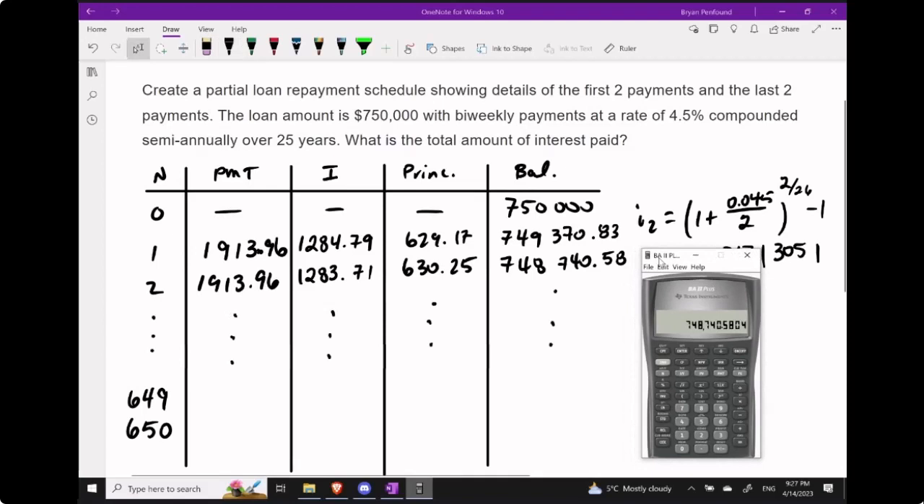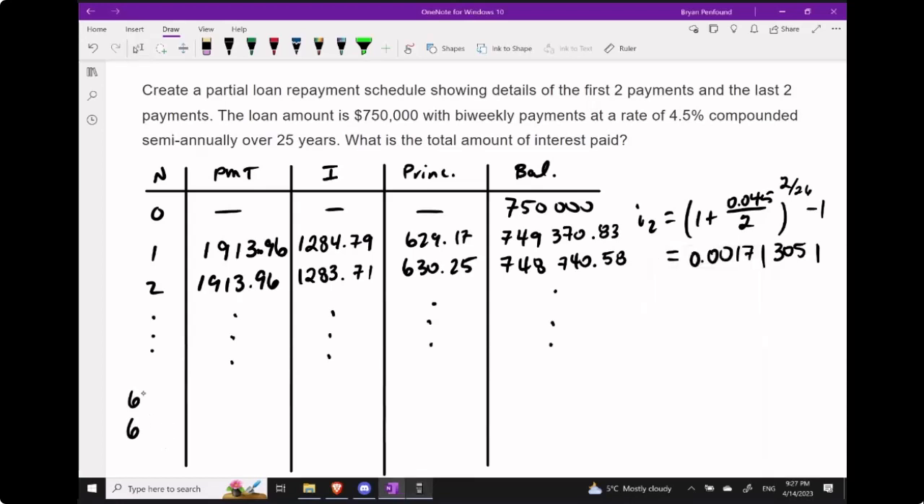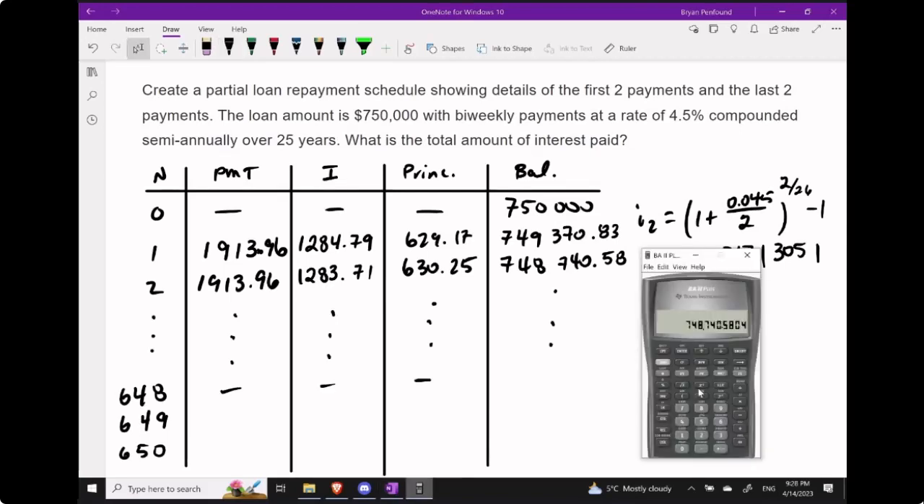What we'd like to do now is skip forward in time and try to ask the calculator what's happening during these last 2 payment periods. And I realize now that I am going to need an extra bit of information. I am going to need the future balance at row 648. In order to get that value, I'm going to have to program in this equal-sized payment of $1,913.96. I'm going to make that a negative here because we are paying the bank.